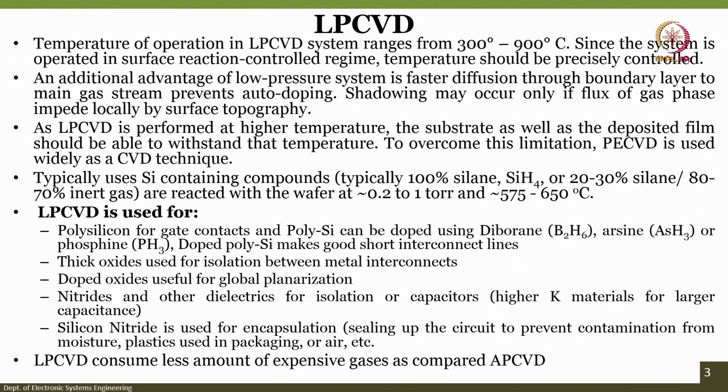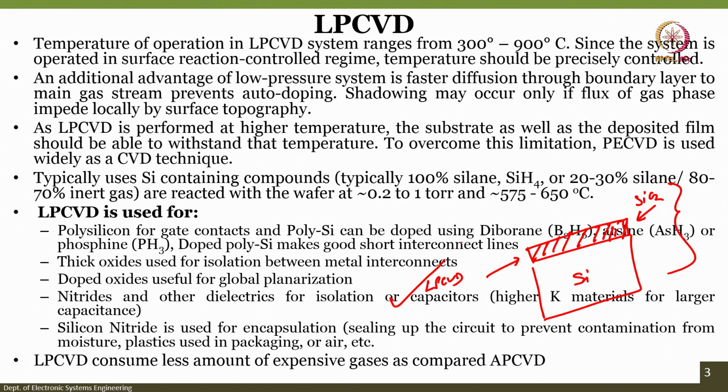As LPCVD is performed at higher temperature, the substrate as well as the deposited film should be able to withstand that temperature. And this is a very important statement, because let us say I have a silicon wafer, and I want to deposit silicon dioxide using LPCVD, this is your SiO2, right, and this is the silicon wafer. Then in this case, LPCVD can work very well, not a problem at all. Why? Because if I have a temperature of 900 degrees centigrade, silicon can easily withstand 900 degrees centigrade.